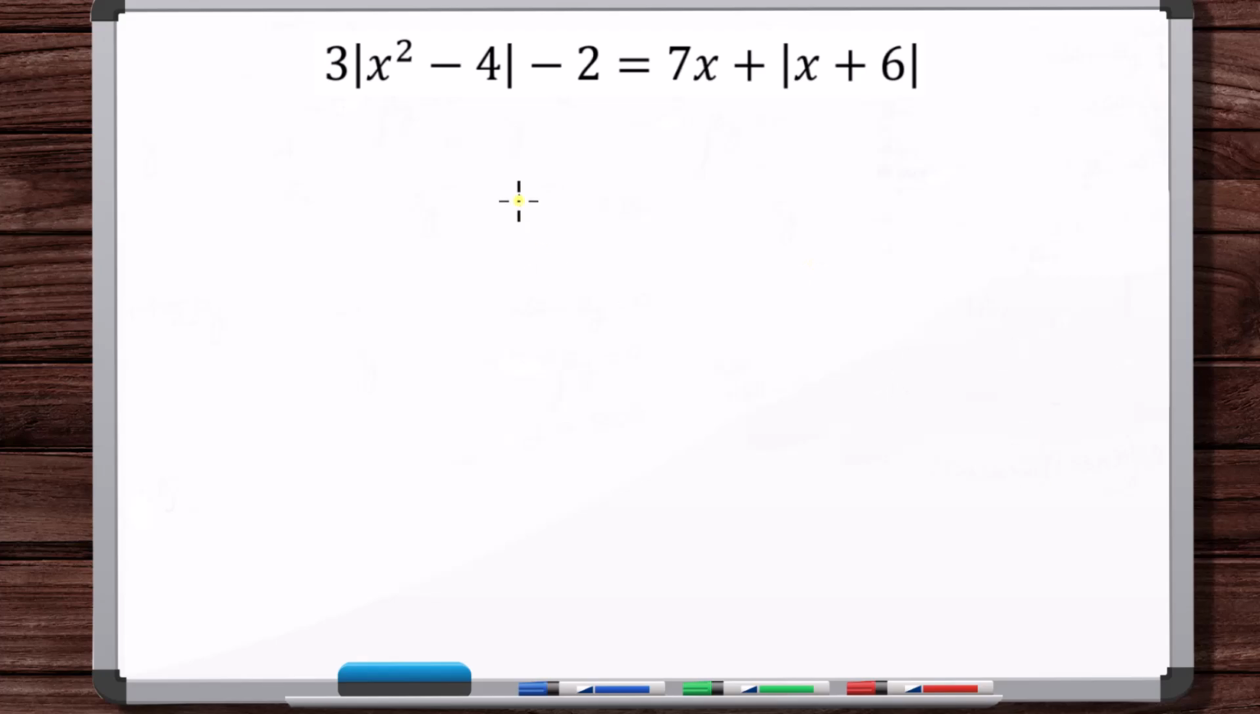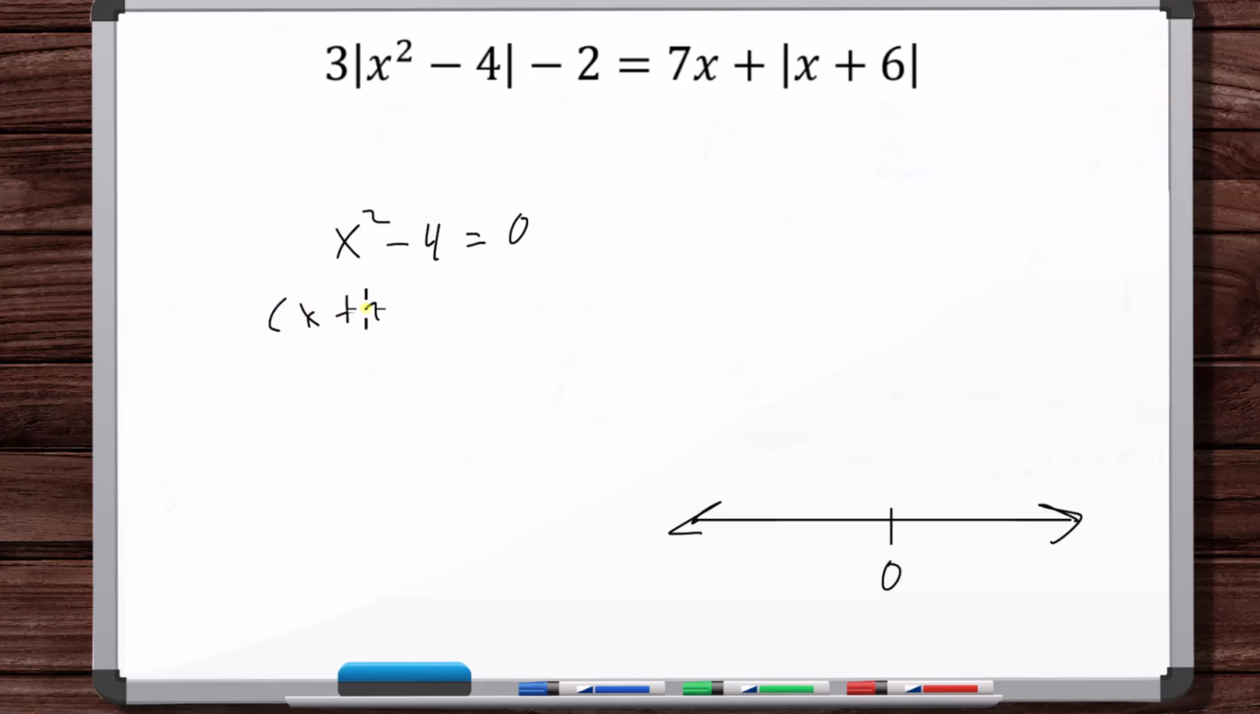Okay, we just go to every single absolute value and find all of the boundary points, the crossover points. And since we just have these polynomials, we just need to solve for where they're equal to 0. So here, x squared minus 4 is equal to 0. Well, okay, x plus 2, x minus 2, x is equal to 2, x is equal to minus 2. Okay, and then x plus 6 equals 0, and x is equal to minus 6. So we've got 2, minus 2 and minus 6.